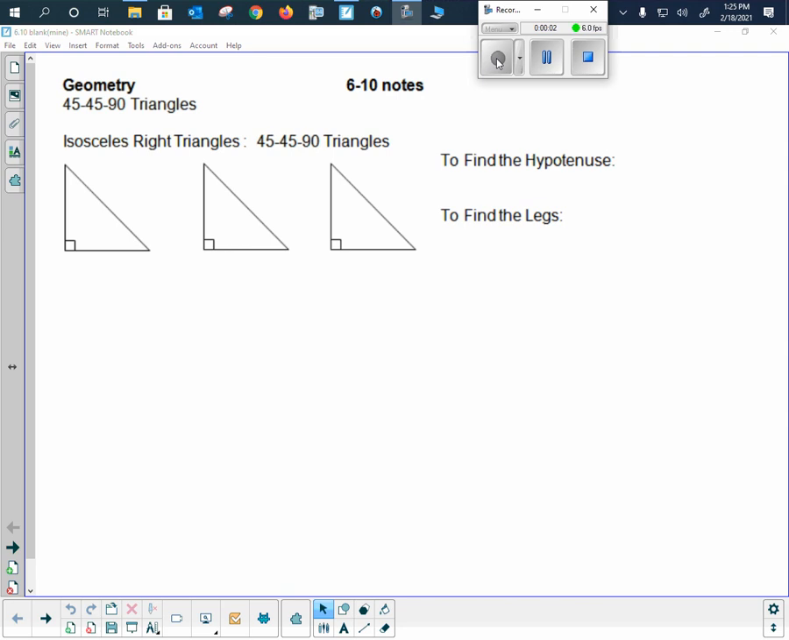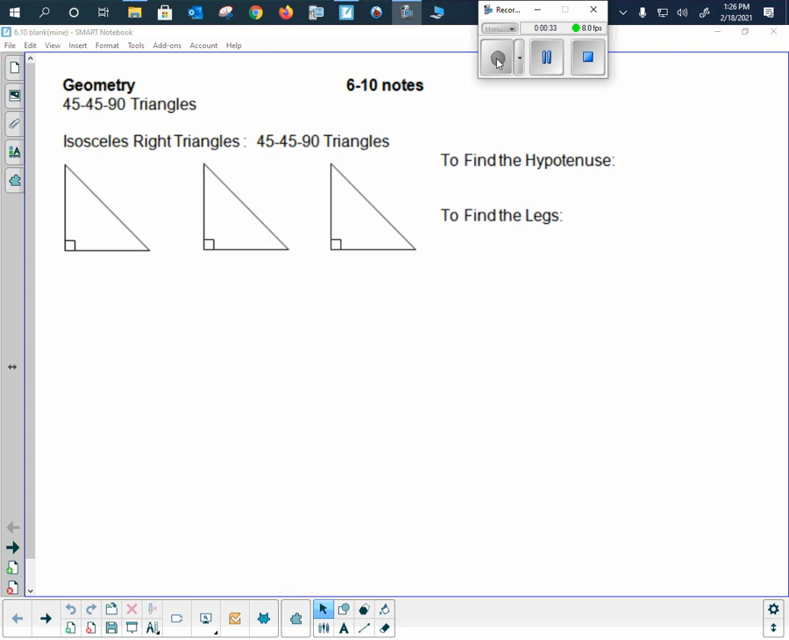In 610 notes, we're going to be starting to look at what we call some special right triangles. And the first one we're going to deal with are what we call 45, 45, 90 triangles. You'll also notice that these are isosceles right triangles, right? Isosceles means two sides are equal. And so let's first look at these three triangles and talk about how you would know that they were 45, 45, 90.